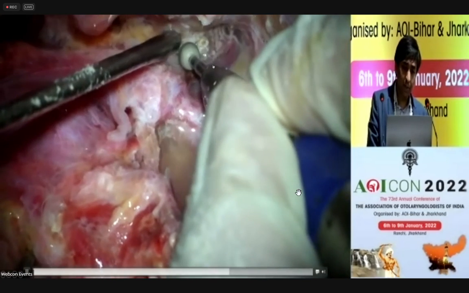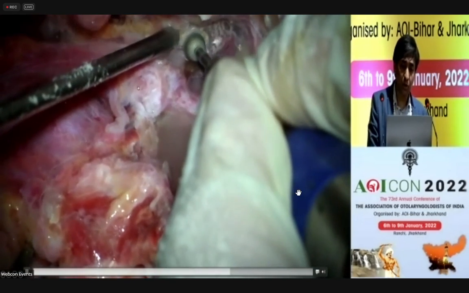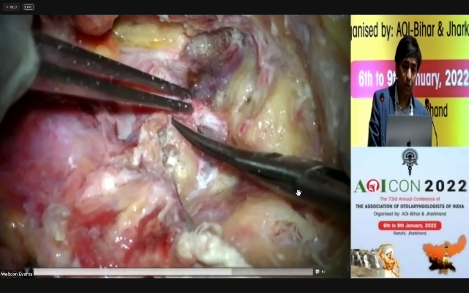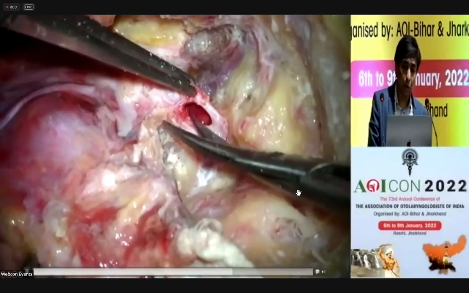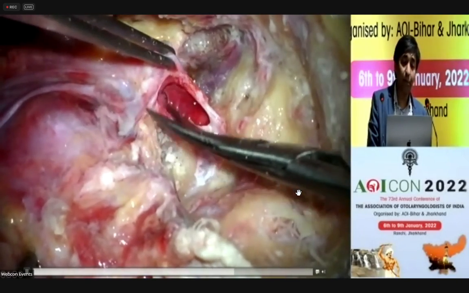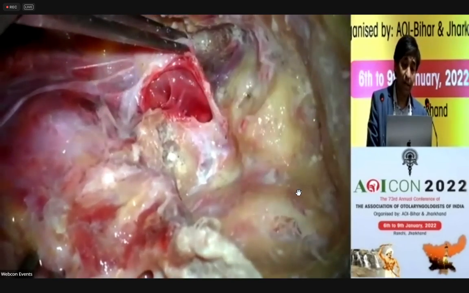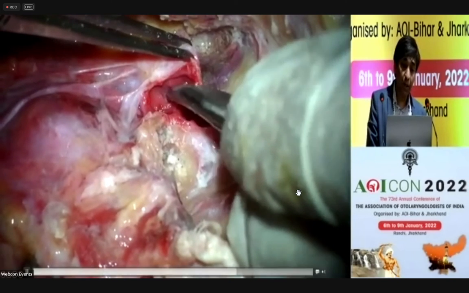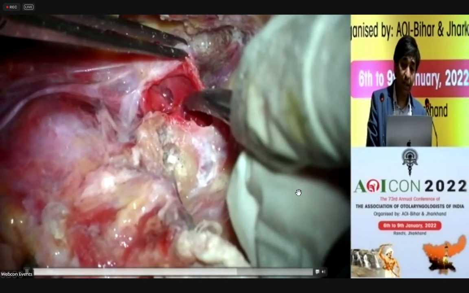Now you see the beauty of this procedure. The exposure to the jugular bulb is absolutely phenomenal. So this is the jugular bulb. IJV has been sectioned. Now we're opening up the jugular bulb. The medial wall of the jugular bulb can be preserved, but that's only in C2s. In C3, it's quite difficult to preserve. But this is the inferior petrosal sinus.